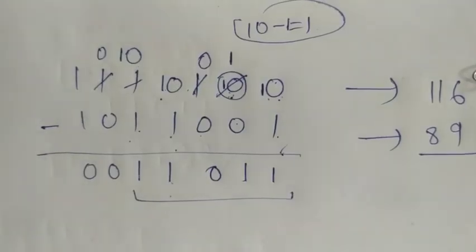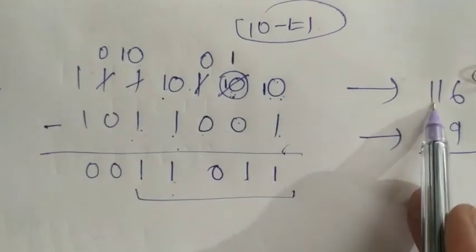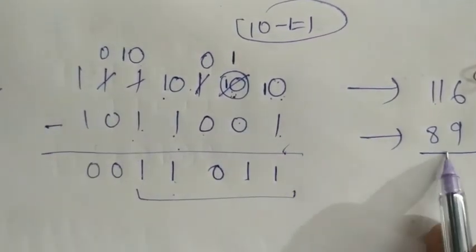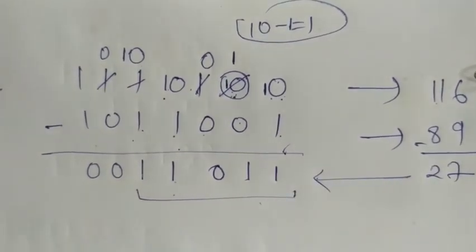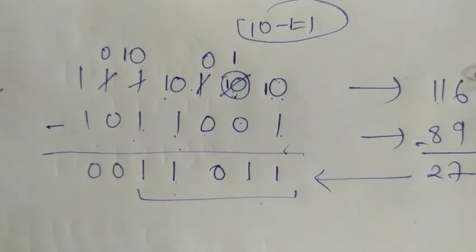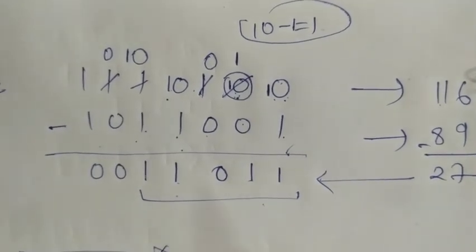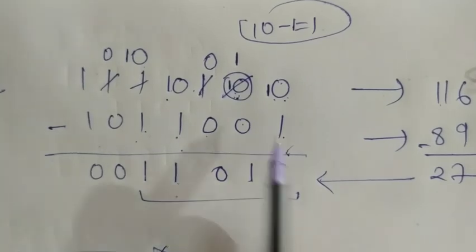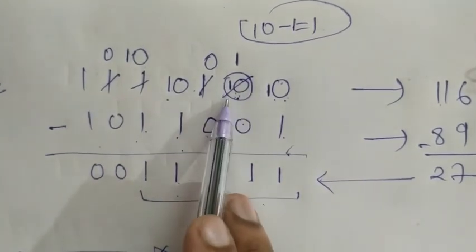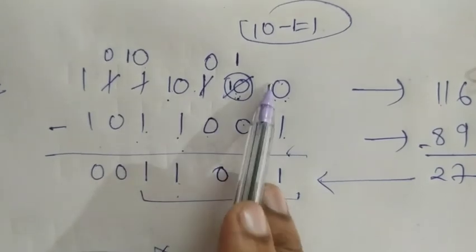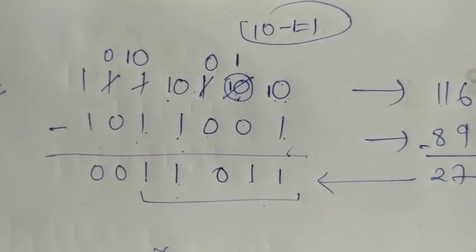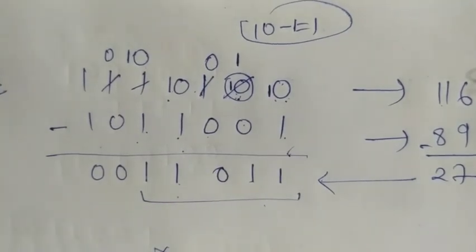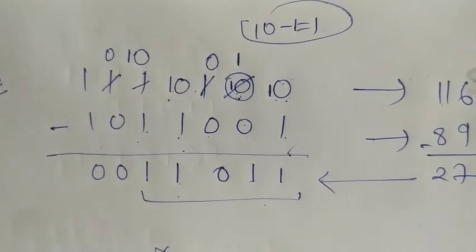In the previous question, we have already converted this value, that is equal to 116, and this will be equal to 89, and after subtracting I get 27. This is this value. So just follow the rule of subtraction. 0 minus 1 we cannot subtract, so I will borrow from the left term. Now it will be 10. 10 means in decimal it is 2. So 2 minus 1 is 1. 1 minus 1 will be 0. 1 minus 0 will be 1, and 0 minus 0 will be 0.